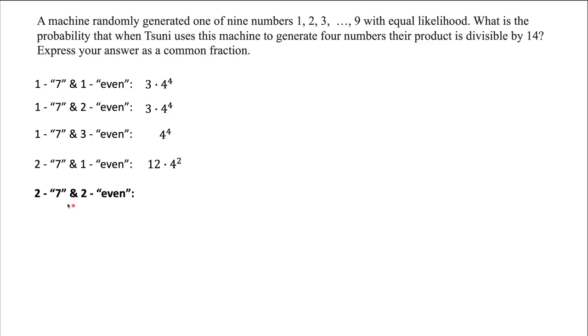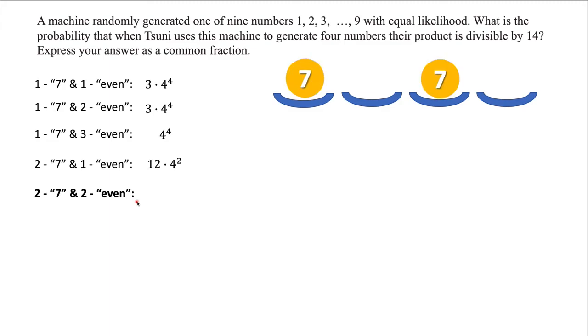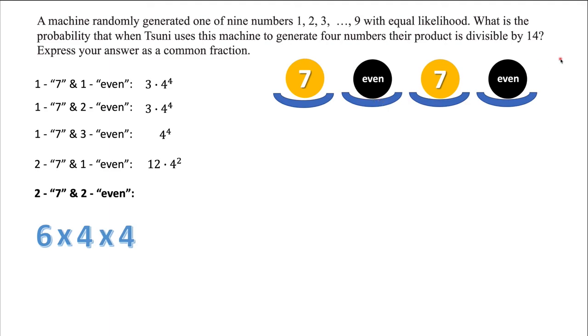The next possibility we have is 2 seven balls and 2 even balls. We have 4 slots. We put 2 seven balls. There are 6 ways to do this. And the other 2 spots are going to be filled by even balls. Each even ball is 4 numbers. So the 6 needs to be multiplied by 4 to account for 1 even ball, and multiplied by 4 again to account for the second even ball. Total: 6 times 4 squared.